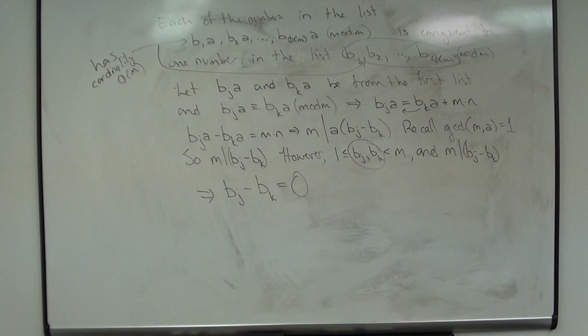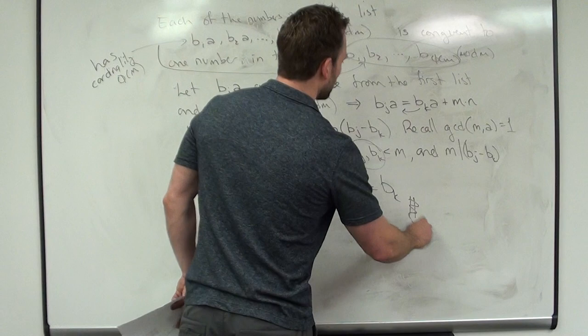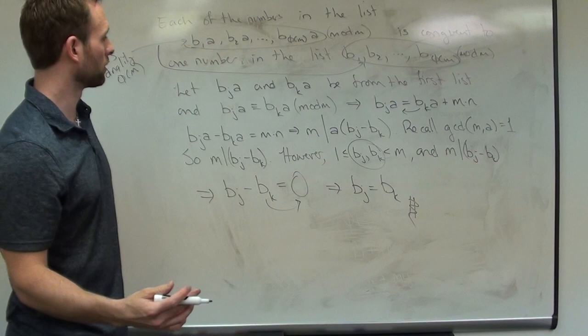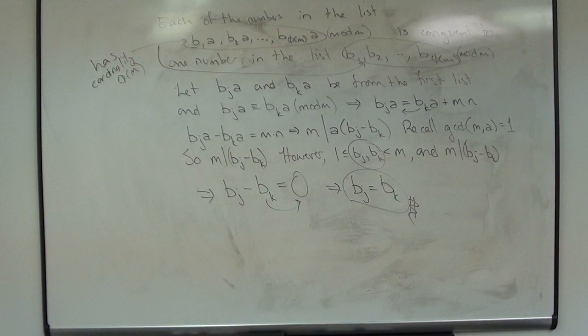Remember, m is a positive number, so we can talk about dividing 0, we're fine with that. So that difference must be 0, and therefore all we have to do is take that guy over, b sub j would equal b sub k, right? And we're done. That shows that everybody in this list is distinct. They're unique. If we have two things that are congruent up here, what we just showed is they had to actually be the same thing. So that shows that those two lists are going to be the exact same lists, just in a different order. It just jumbles them up.